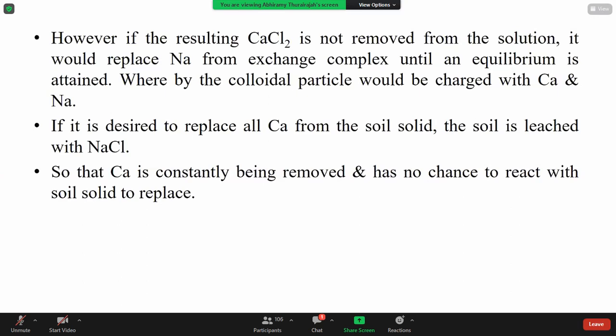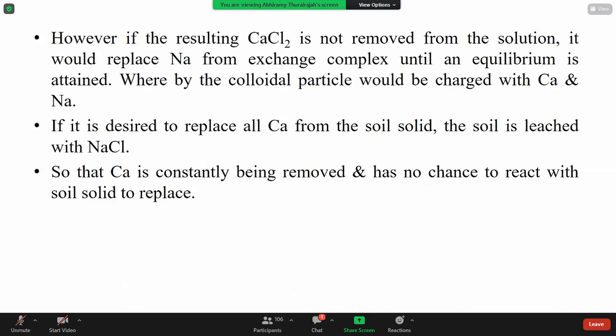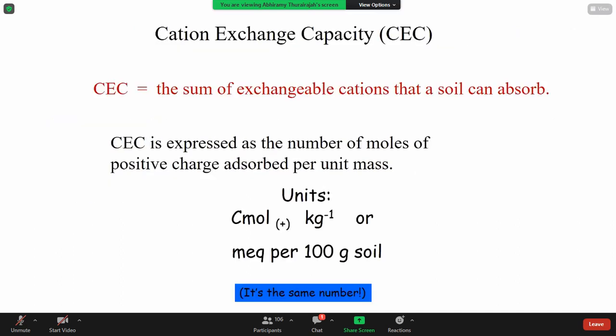Until it reaches the equilibrium, the exchange process may continue. Right? But if you want to replace all the calcium, we need more sodium. If it is desired to replace all the calcium from the soil solid, the soil is leached with the sodium chloride. That is a simple thing. So that calcium is constantly being removed and has no chance to react with the soil solid to replace again. That is the cation exchange.